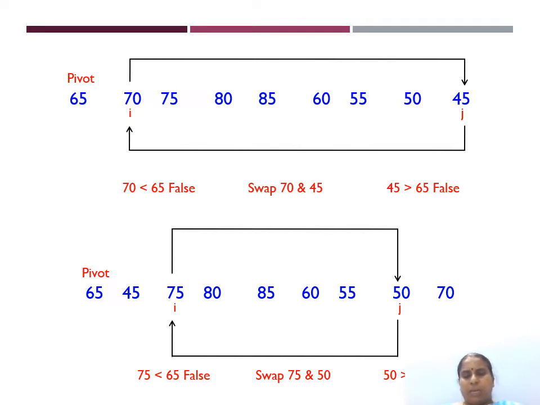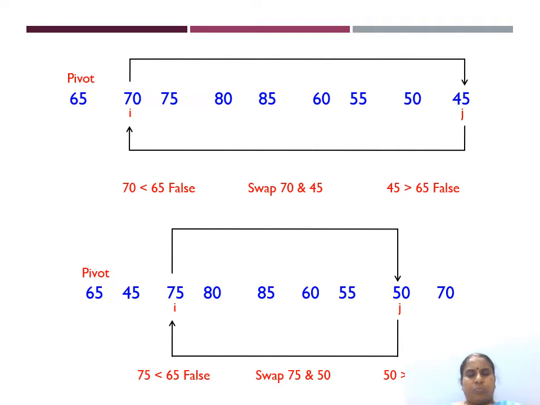So now the j value is taken as 8 and the i value is taken as 3. We will verify the condition whether i is smaller than j. Yes, i value is 3 and j value is 8. It is smaller, so which means that the swapping must take place between a of i and a of j, that is a of 3 and a of 8.